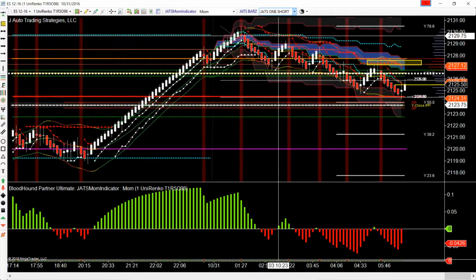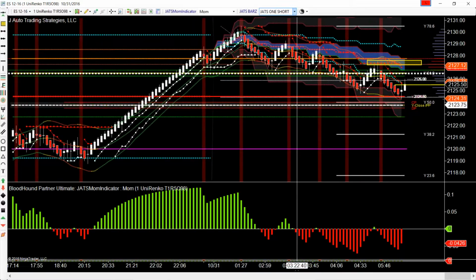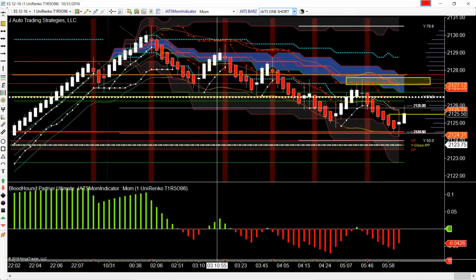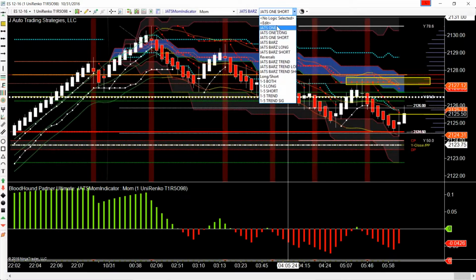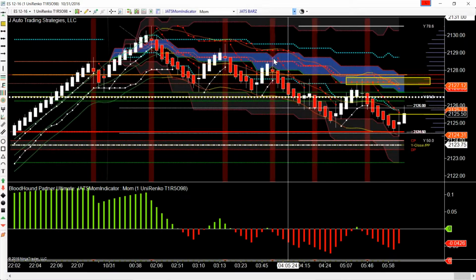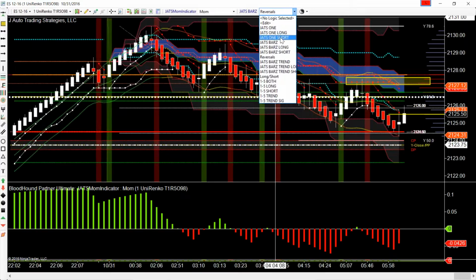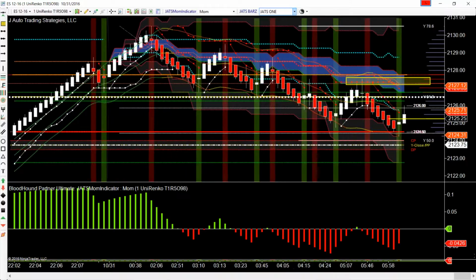Take the short ones, set it up so that we can trade down, or if we just want to range, just leave it on the reversals or, there we go, on the turns. So you can't get any better than that.